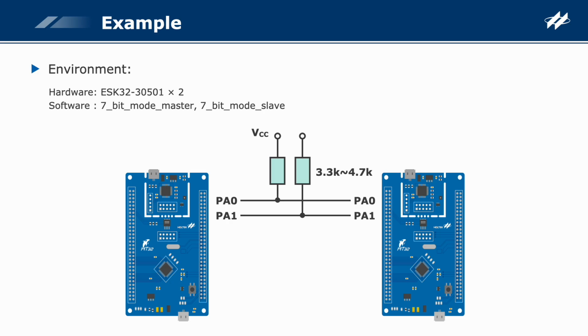The example shows a master sending data to a slave. After receiving data, the slave returns it to the master. If the received data is correct, LED 1 lights up. Otherwise, LED 2 lights up. The configuration process is introduced on the following page.